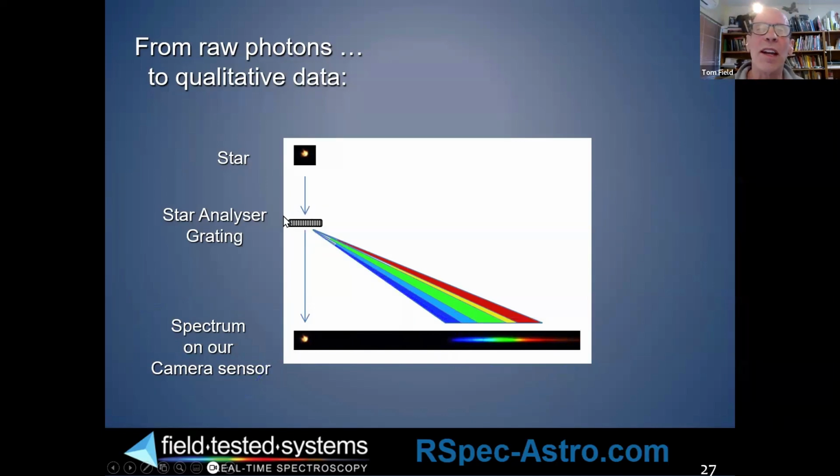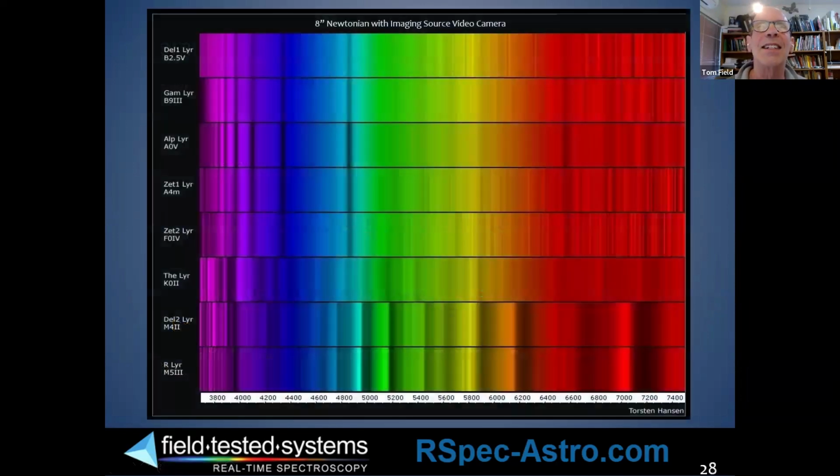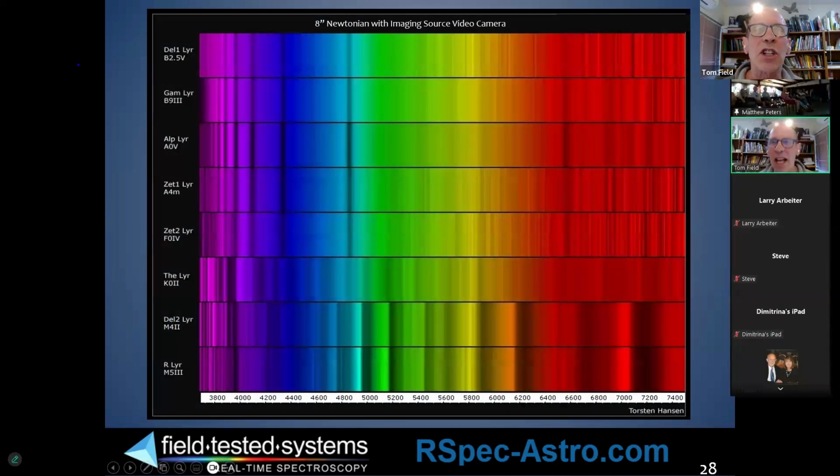So here's a really amazing spectrum captured on an 8-inch Newtonian by Torsten Hansen. Each of these is a separate spectrum captured at different times. This axis is in temperature order. So the cool M stars are down here and the really hot B stars are up here. What does this establish? What did astronomers 130 years ago do when they saw this? They went, wow, each star temperature type has a different signature, right? It's telling us something about the composition of the star.